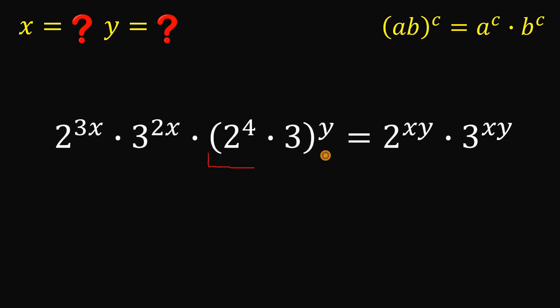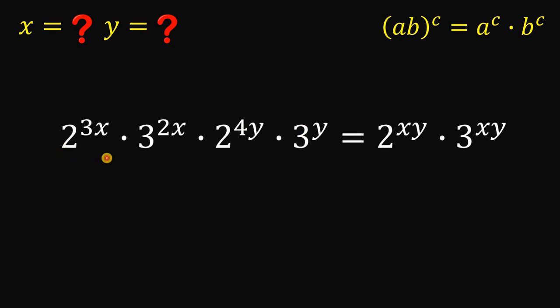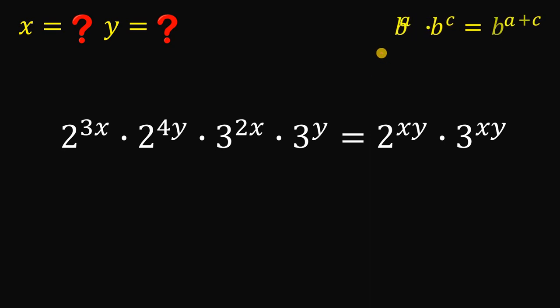Also, this factor right here can be written as 2 raised to 4y times 3 raised to the power of y. Now, we have a common base of 2, so let's rearrange some terms a little bit. And now, let's use some laws of exponents again. Take note that when we have the same base, b raised to a times b raised to the power of c, with different exponents, we can rewrite this as b raised to the power of a plus c. So we can add their exponents.